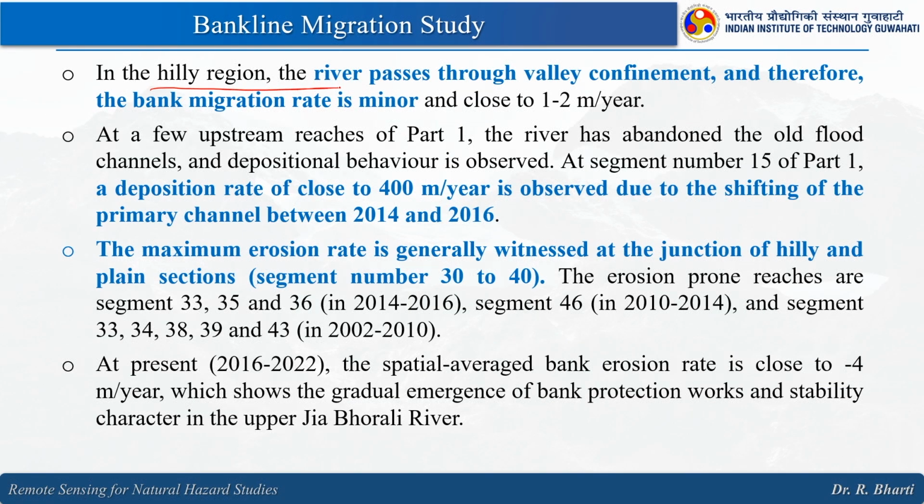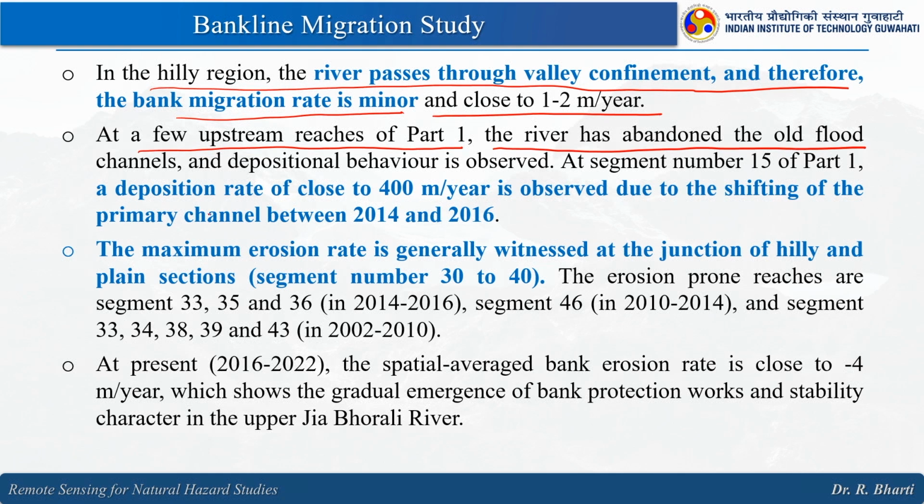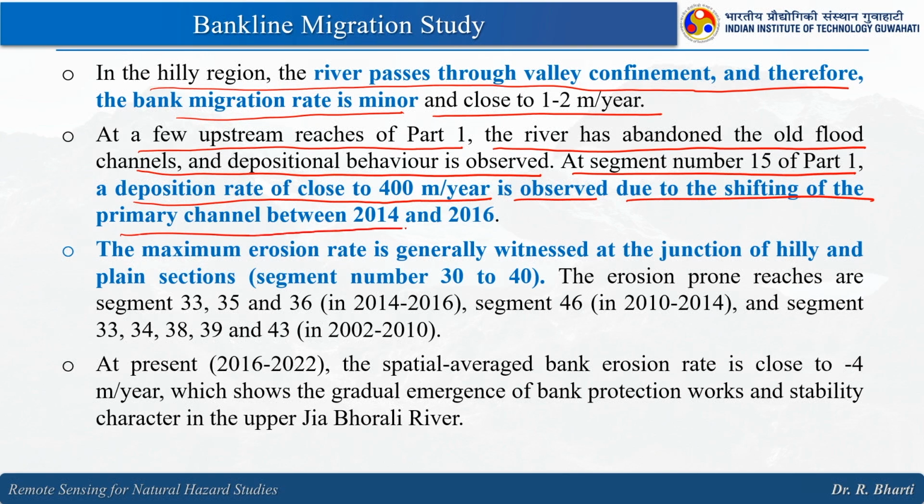In the hilly region, the river passes through valley confinement and therefore the bank migration rate is minor and close to 1 to 2 meters per year. At a few upstream reaches of part 1, the hilly areas, the river has abandoned the old flood channels and depositional behavior is observed. At segment number 15 of part 1, a deposition rate of close to 400 meters per year is observed due to the shifting of the primary channel between 2014 and 2016.